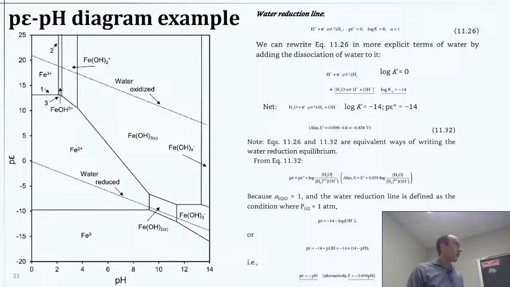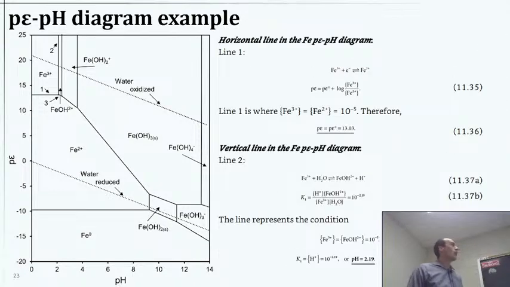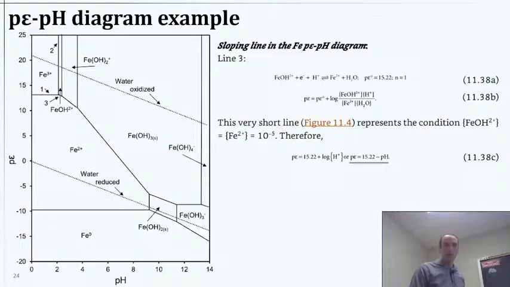We could do the water reduction line. There's the math for that. We could do the water oxidation line. There's the math for that. We could then start drawing them piece by piece. So we've got a horizontal line here, a vertical line there, a sloping line there. I guess that wasn't quite as many. But the point is, we can draw each piece of that and build that. Okay, the Mintech software, I think, does a lot of that. You just have to put in the right inputs.